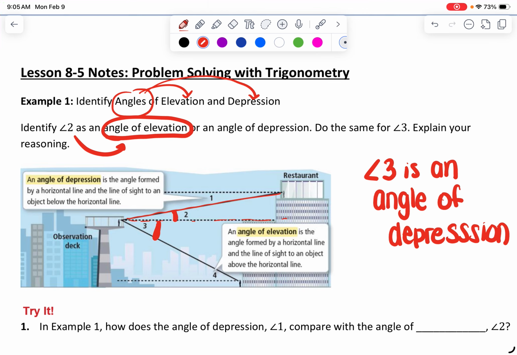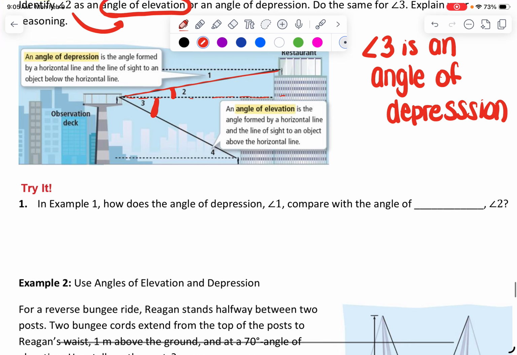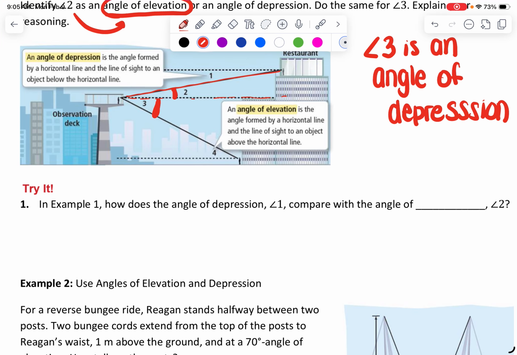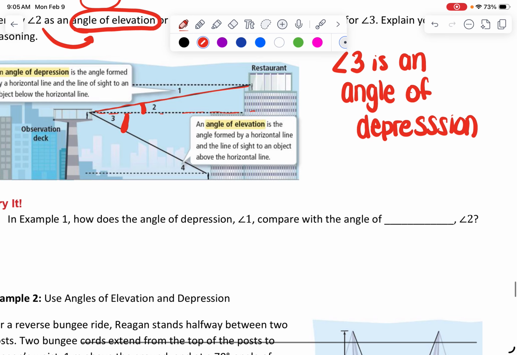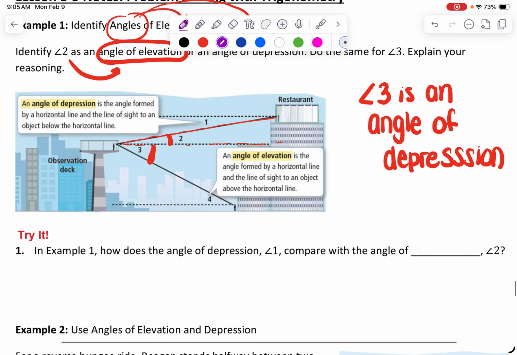So now what we're going to look for is the relationship between angles of elevation and depression. So here's what it says. In example 1, how does the angle of depression, angle 1, compare with the angle of elevation, angle 2? So what I can see is angle 1 is an angle of depression and angle 2 is here. Angle 2, remember, is an angle of elevation, so that's what I'm going to fill in there. But then what I want to think is what's the relationship.